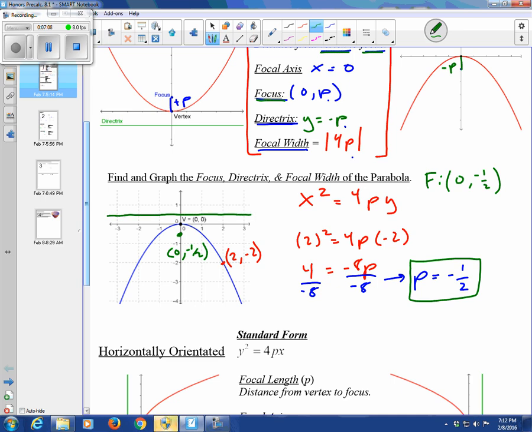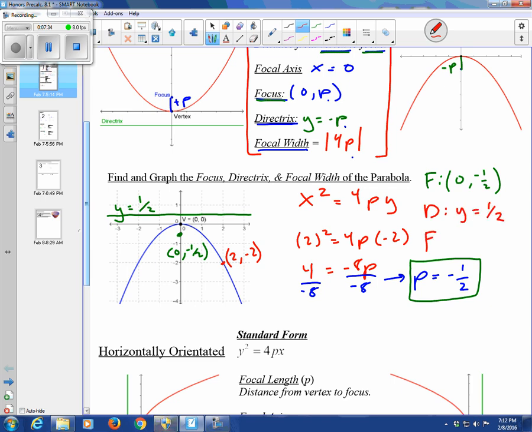If we look up here at our definition of the directrix, the directrix is y equals -p. So if p is -1/2, we can also think about that as y equals +1/2. And that also makes sense because the directrix should be on the other side of the vertex from the focus. And finally, we've got our directrix as y equals 1/2.